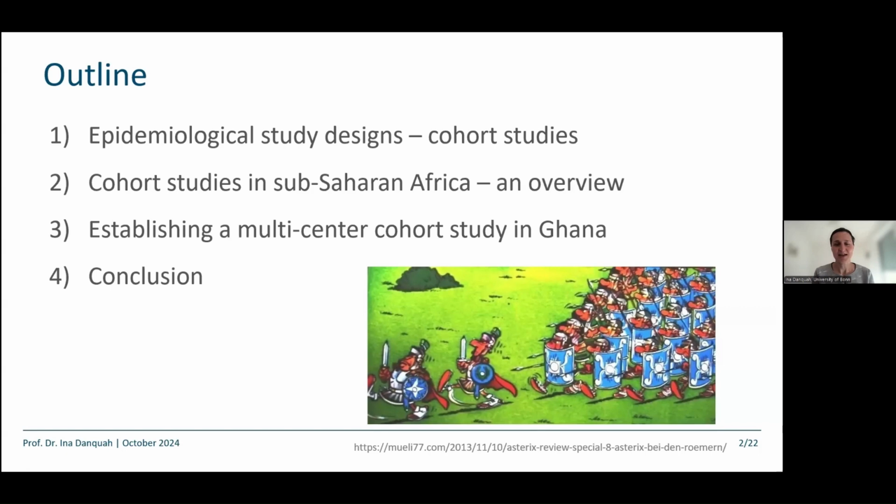So just briefly outlining what this talk will be all about, the next 30 minutes. First, I thought it might be helpful to do a little bit of recap of what cohort studies are and how they are positioned within the epidemiological study designs, because they are quite often exchanged or mixed with other types of study designs, just as depicted here by this small image from one of the famous Asterix comics.